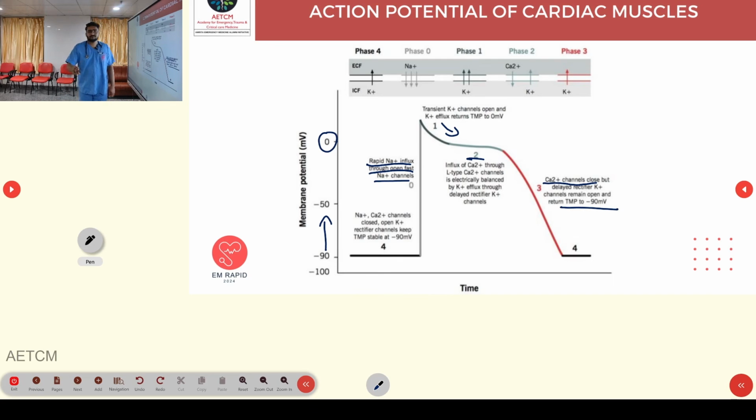And at phase 4, we have only the potassium channels open, and the sodium and calcium channels are completely closed. These potassium channels keep the membrane stable at minus 90, which is phase 4. So we have 4 phases in the action potential.